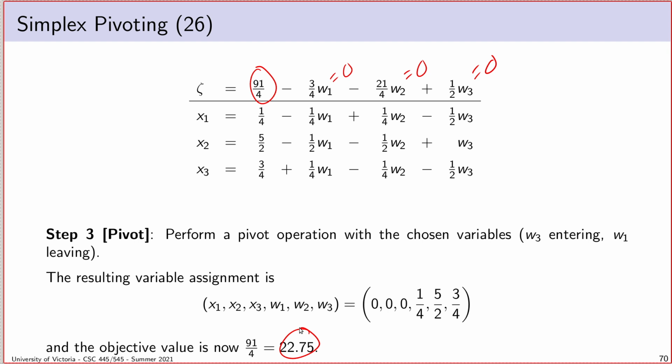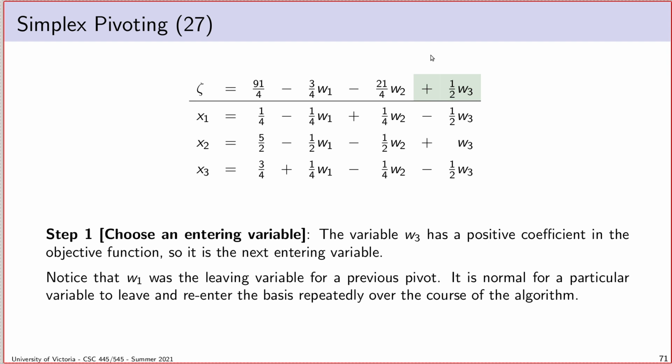Okay, next question. Can I improve the objective value further? And the answer is yes, I can. If I increase the value of w3, I will be increasing the objective function. So that means w3 is my entering variable. I still have options, and so I still take them. So w3 is my entering variable, and now I go looking for a leaving variable.